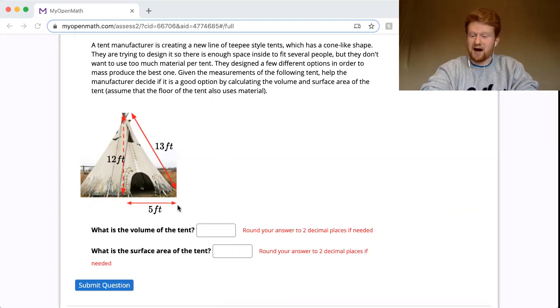radius is 5 feet. Now, you may notice that there's a unique relationship for these numbers, and there's a reason for that. And on the next problem, you're going to see why we have numbers like that. But we can just use those right away to solve this problem.